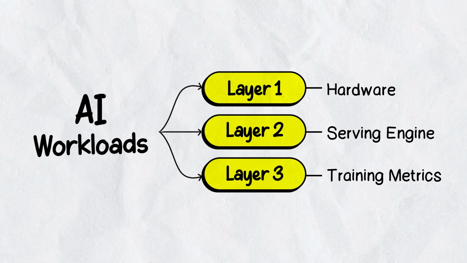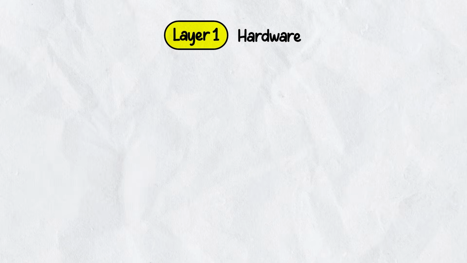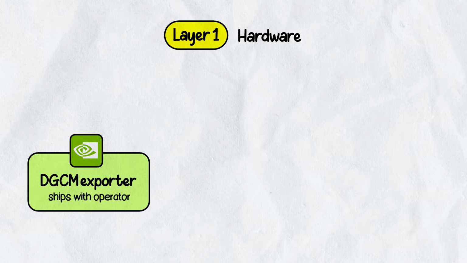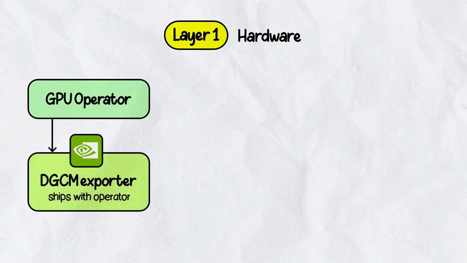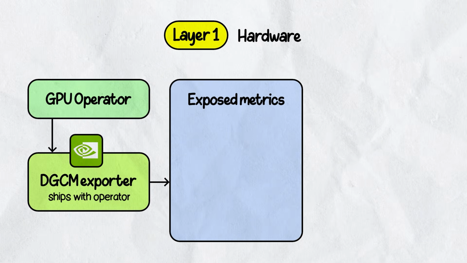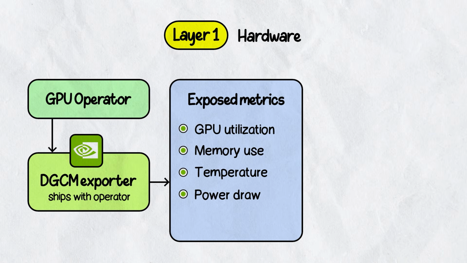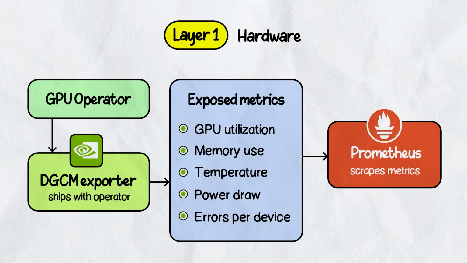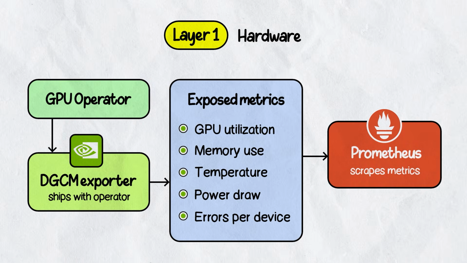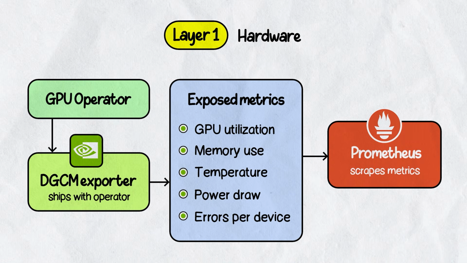Now there are a bunch of layers for AI workloads. On the hardware layer, GPU health comes from the NVIDIA DCGM exporter. It ships with the GPU operator and it exposes GPU utilization, memory use, temperature, power draw, and errors per device. If the utilization is low while your queue is full, something's wrong with the workload, not the hardware.